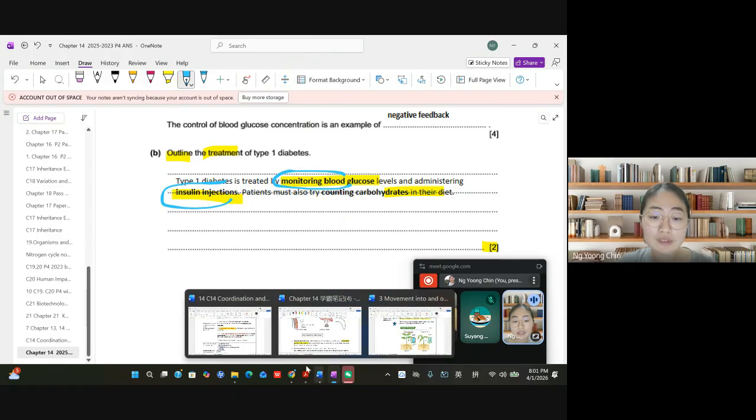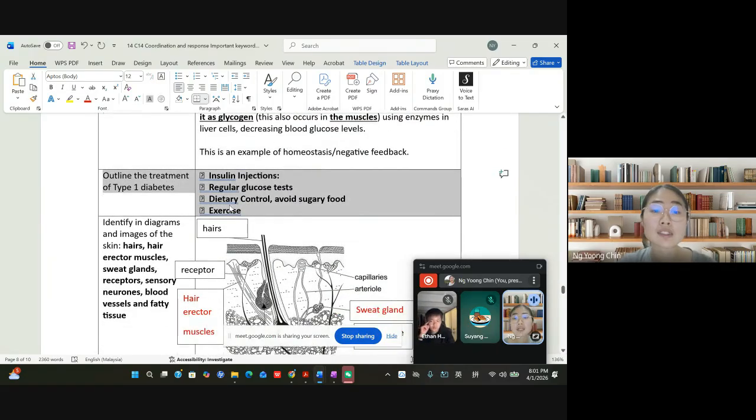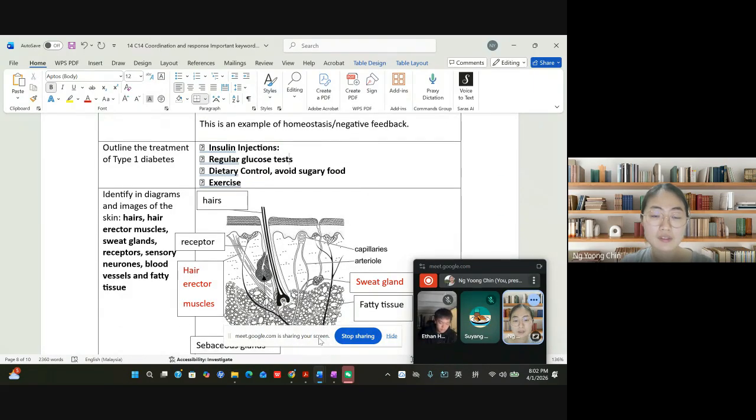So for diabetes, you can refer to here. Outline the treatments. This is stated in the syllabus: outline the treatments, including insulin injections, regular glucose tests, dietary control, or exercise. So these are the 4 kinds of treatments for diabetes.